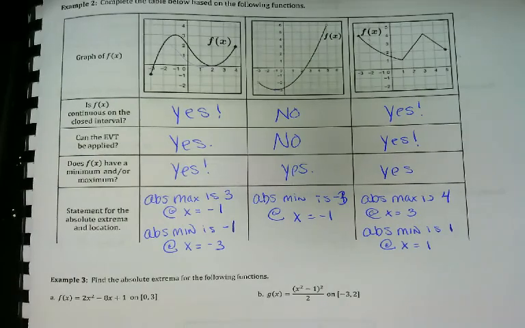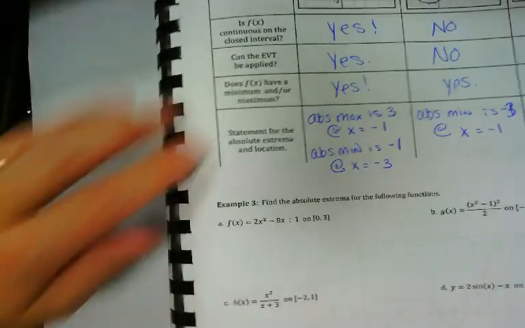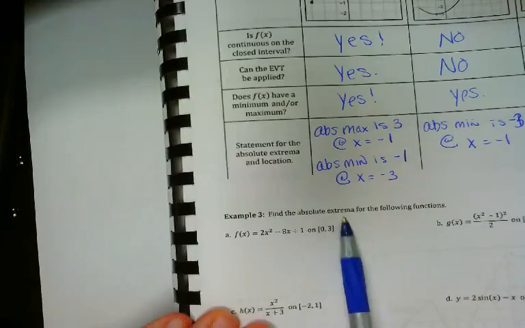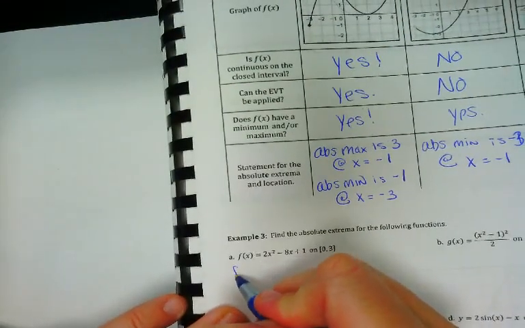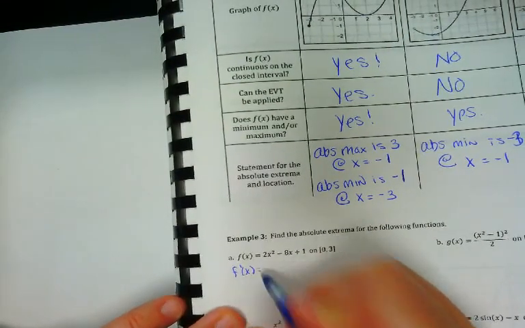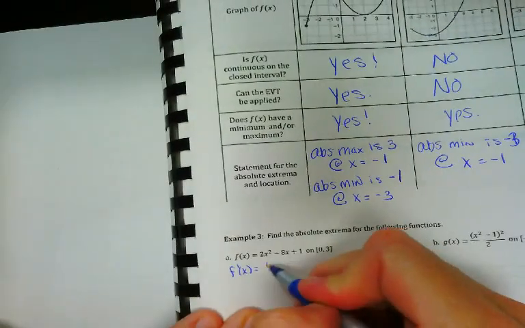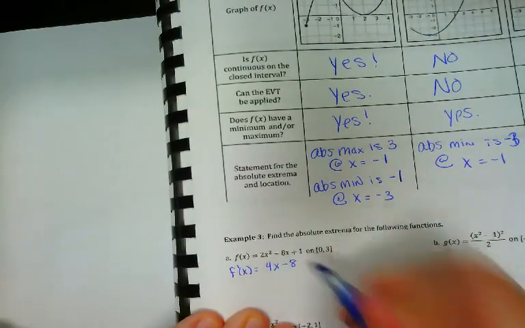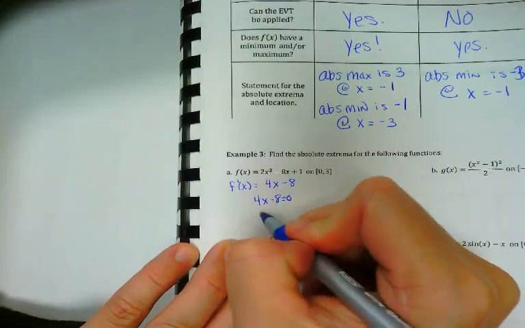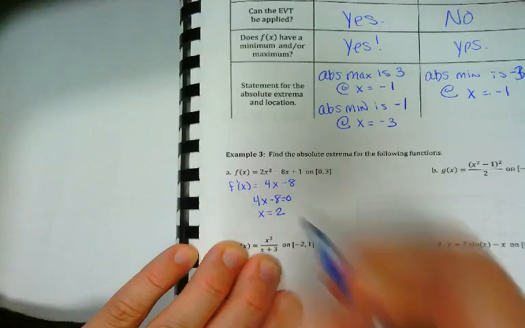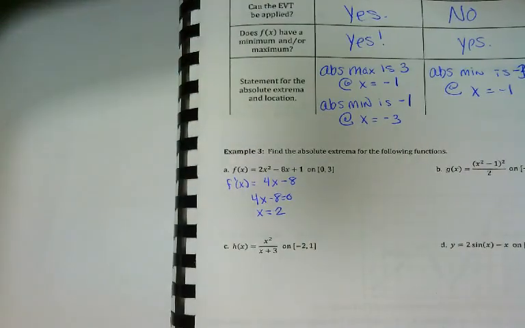All right, so now we're going to go through and just apply it in these questions. So it says find the absolute extrema. If we look back to those directions, you're going to find the critical points, and then create a table. So critical points, again, we set that derivative equal to 0. We'll take the derivative, nice and easy there, 4x minus 8. Now I want to set my derivative equal to 0. We should get x equals 2.